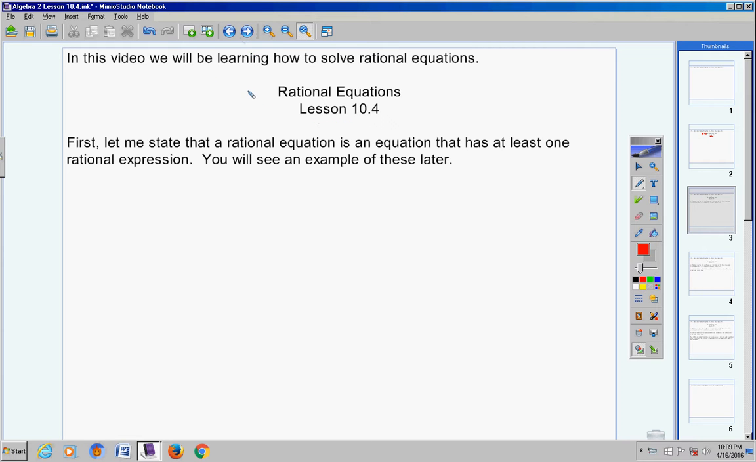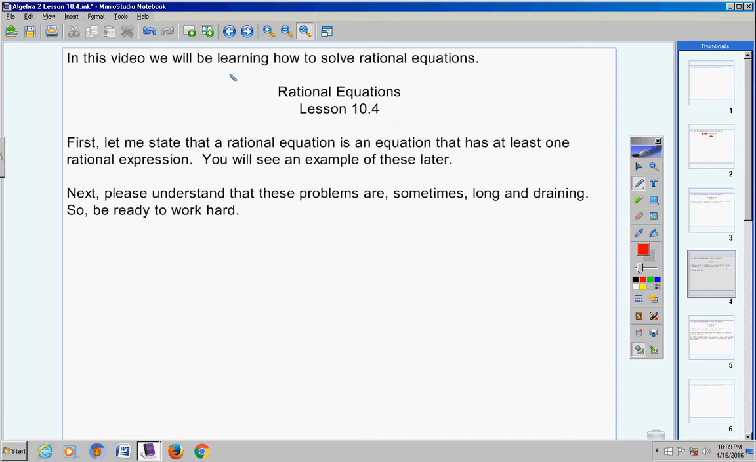First, let me state that a rational equation is an equation that has at least one rational expression. Now, you'll see some examples of these later, okay? But it's really quite simple what a rational equation is. A rational equation is an equation that has at least one rational expression.